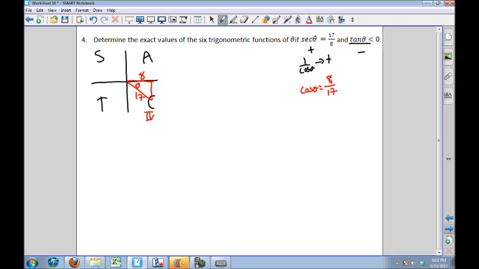You may recognize this as an 8, 15, 17 special right triangle. If you didn't, you could use the Pythagorean theorem to find out that other missing side. And now I can find all of my remaining trig values. So sine of theta will be 15 over 17 (negative in quadrant 4). Cosine of theta, which was the reciprocal of secant, is 8 over 17. Tan of theta is 15 over 8.